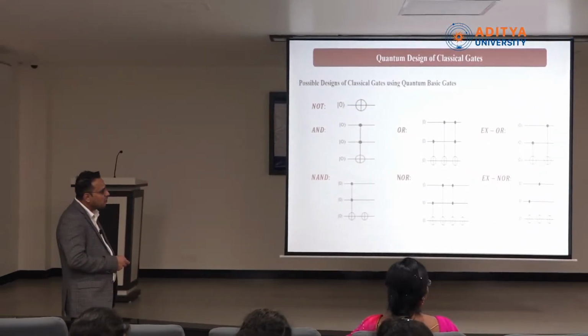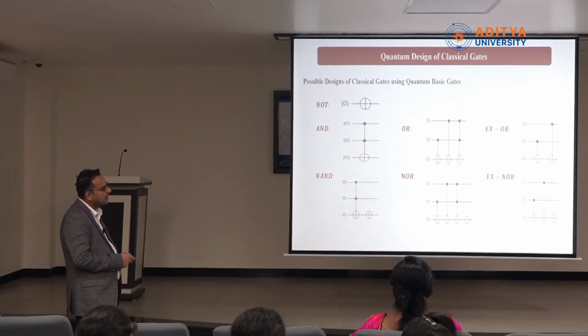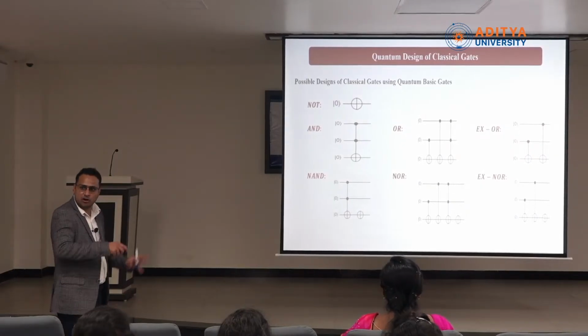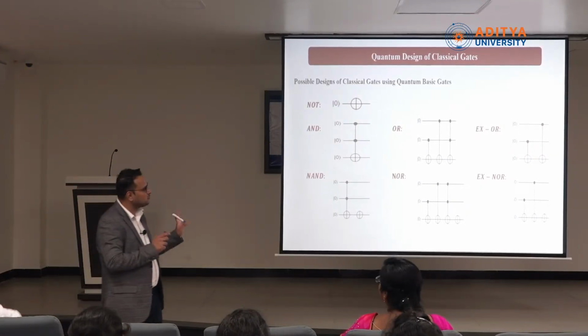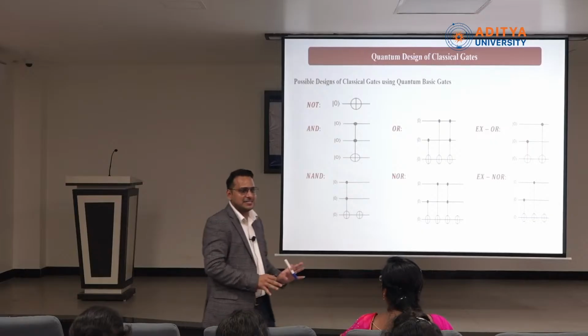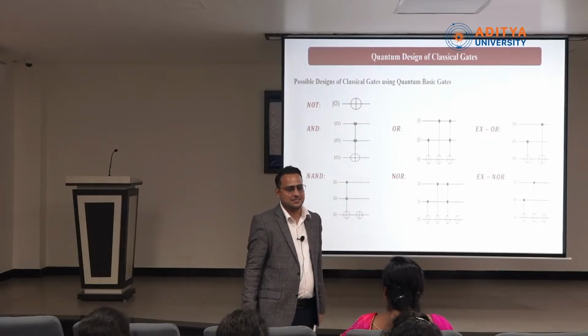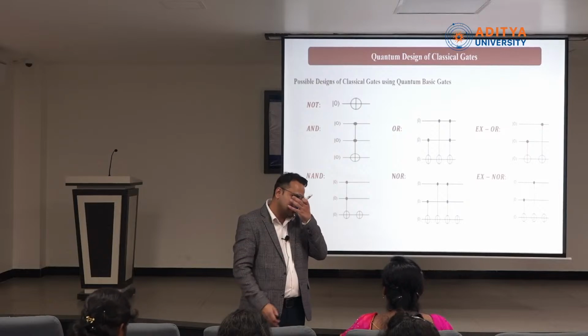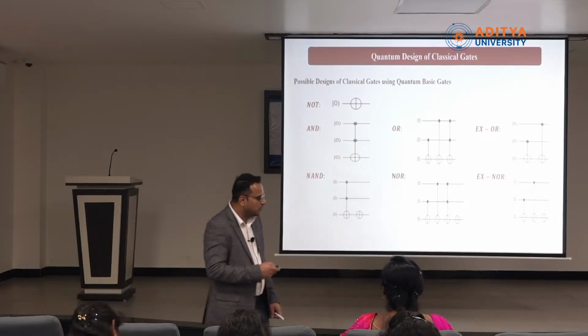I have designed this OR operator using 2 C0 gates and 1 Toffoli gate. I do not say that whatever I am showing you is the best optimal design. This is one of the possible designs. Understood or not? You may have other possible designs. Clear? But can you realize how it works?